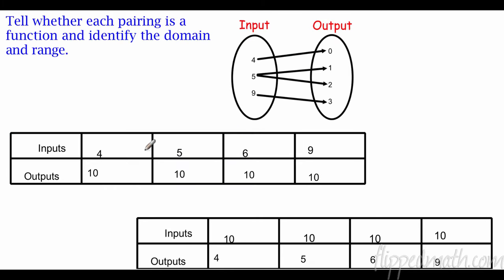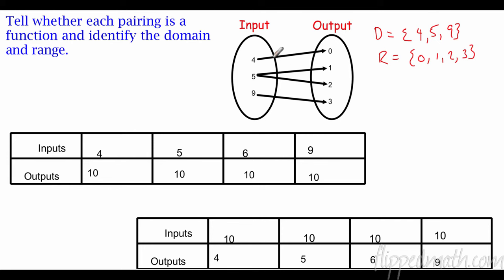All right, so we want to tell whether each pairing is a function and identify the domain and range, which shouldn't be too bad. We just did that. So let's do our domain first. Our domain is the set of all inputs. So we have 4, 5, and 9. We are using all of those. And our range, each has something going to those numbers. So that'd be 0, 1, 2, or 3.